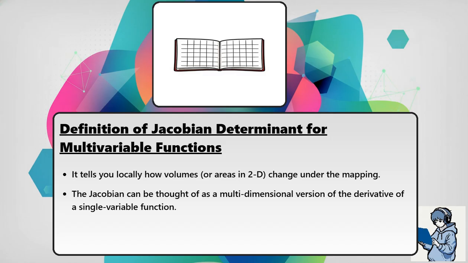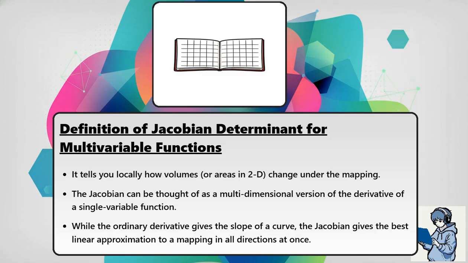The Jacobian can be thought of as a multi-dimensional version of the derivative of a single variable function. While the ordinary derivative gives the slope of a curve, the Jacobian gives the best linear approximation to a mapping in all directions at once.